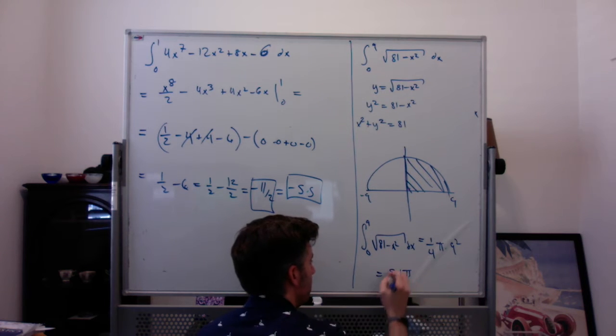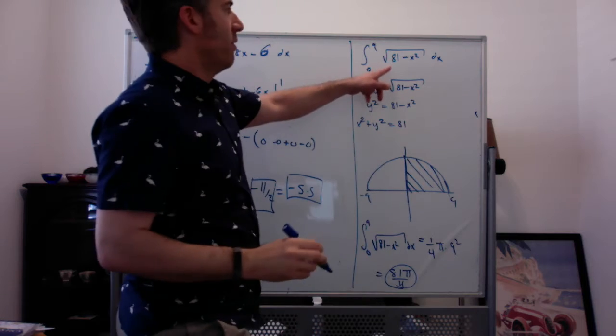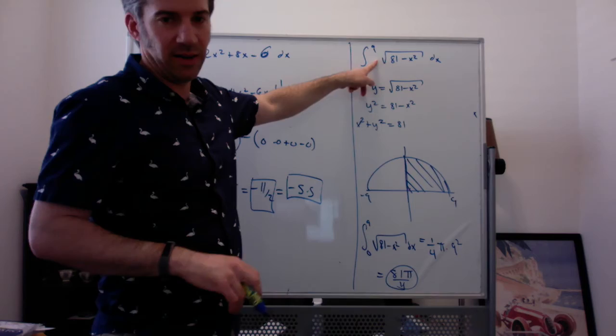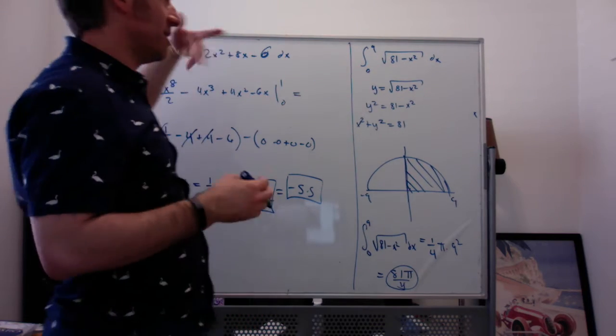So if you see something like this, where you see a square root of something squared minus x squared, and you don't see anything else, like if there was an x out here, we could do a u substitution, but there isn't. This is what they mean for you to do.